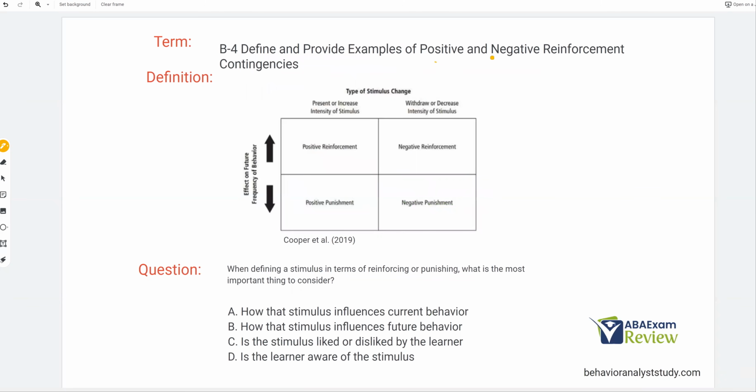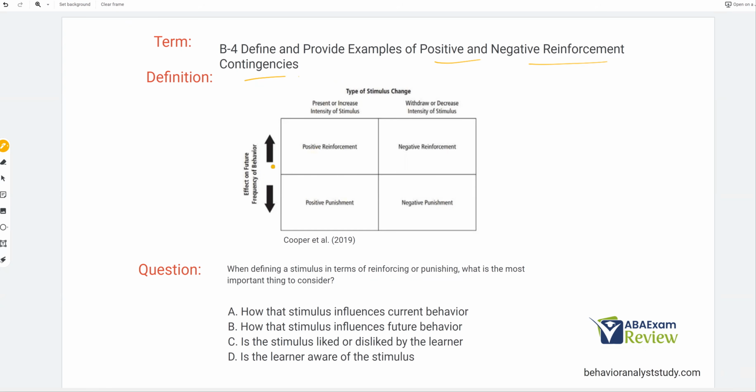All right, B4, positive and negative reinforcement contingencies. The most fundamental of fundamental ideas in ABA. We build all our interventions around reinforcement. You can't have interventions without reinforcement. You must start with reinforcement. ABA is a reinforcement science, okay?